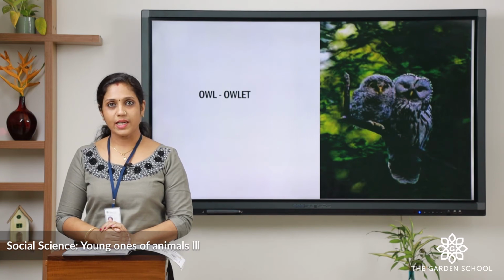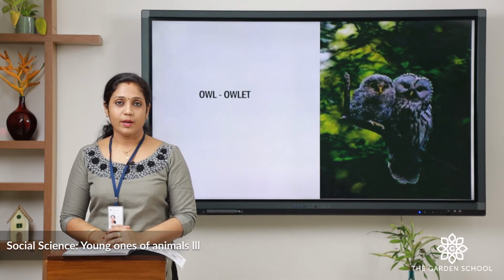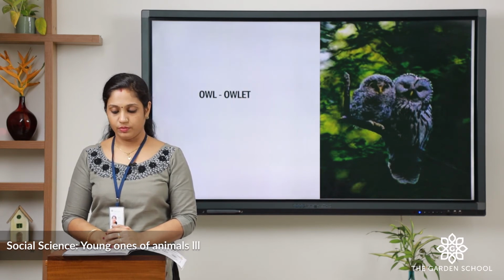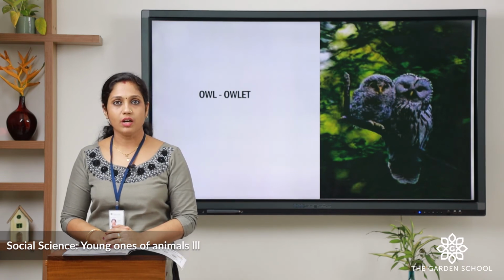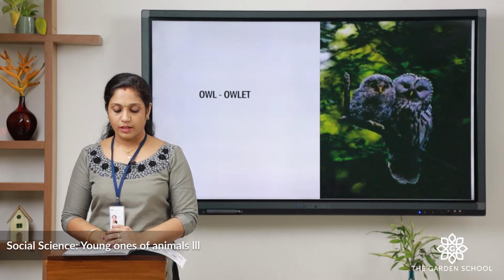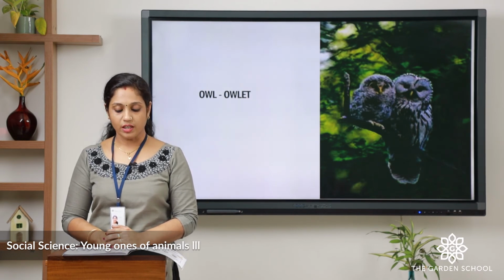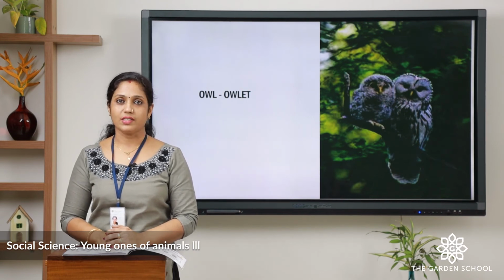Third picture, we can see a puppy. What is the mother animal of puppy? It's a dog. So, you have to put number 3 near dog. And the last one is a calf. Calf is the young one of a cow. So, put 4 near cow. Hope you have done with this.